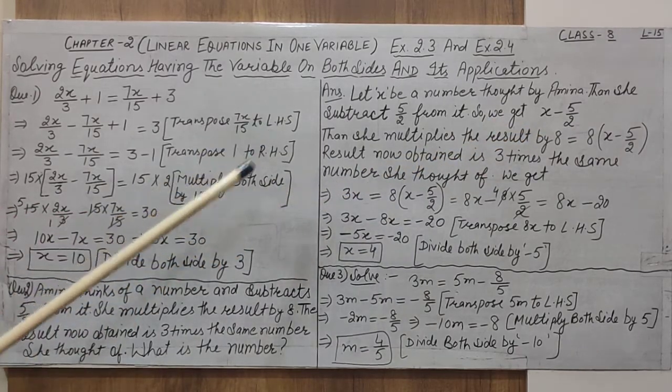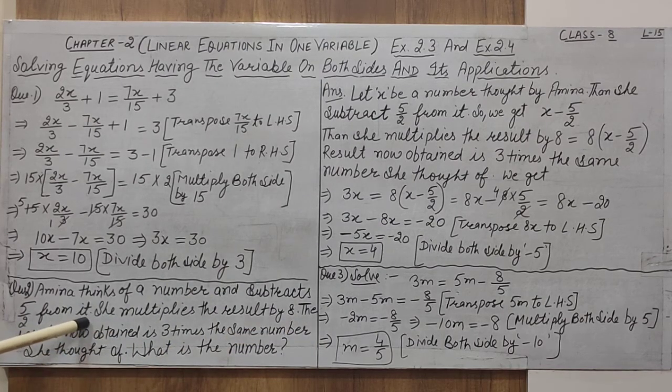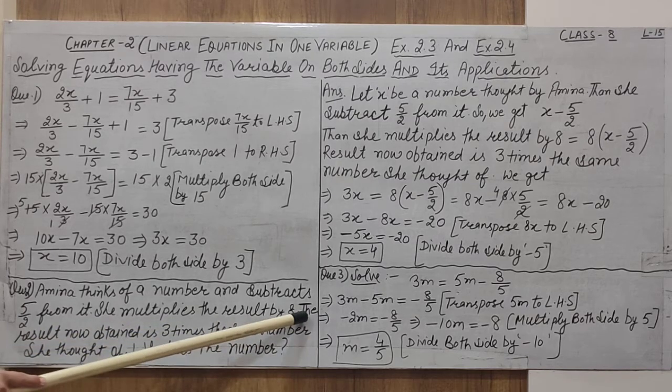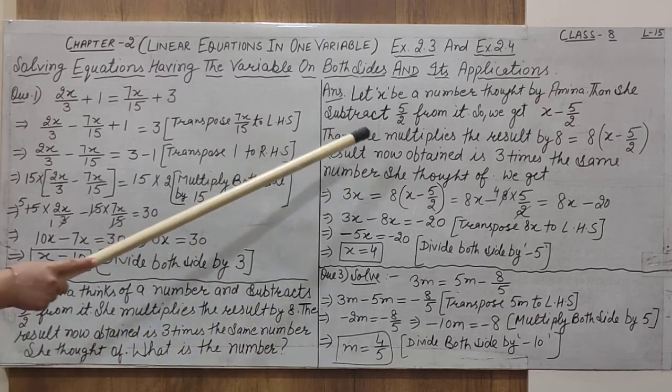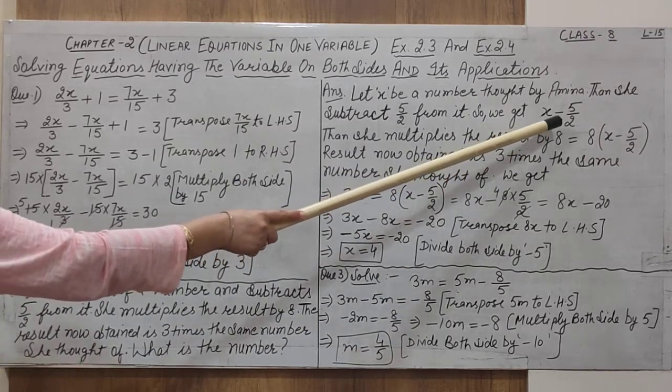So from the first line we get a simple expression, a linear expression, x minus 5/2. Alright, now next line, the result. Up to this we have done: Amina think of a number, we have supposed x and subtract 5/2 from it, उसमें से 5/2 subtract हो गया। Next, she multiplies the result by 8. The result we get up to the first line, that result is multiplied with 8. So the result is x minus 5/2.